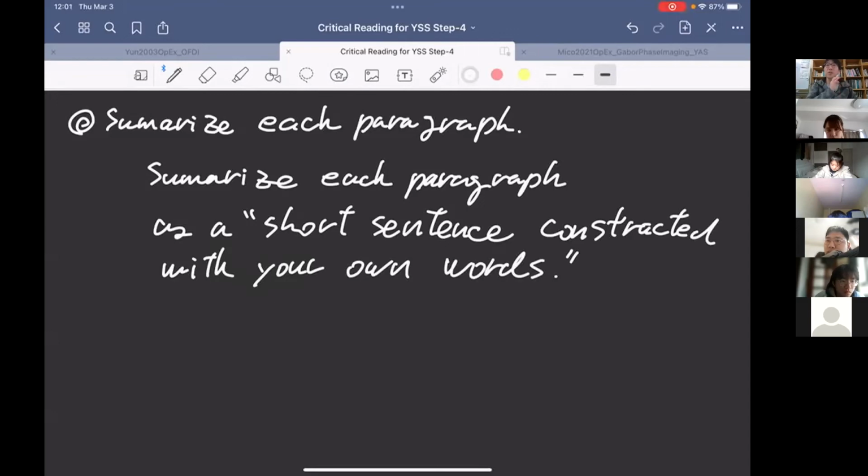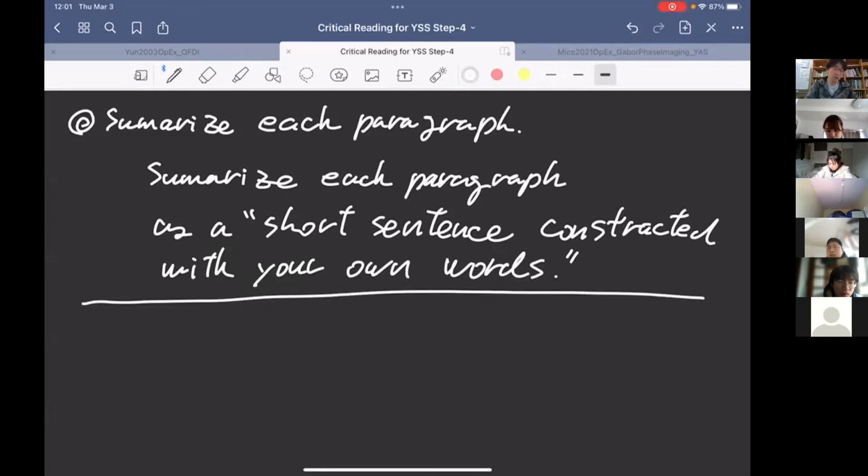If you want to know the details, you can read the paragraph again. But summarize the important point. Summarize your understanding, not their paragraph, technically. So understand first, and then summarize your understanding here. Okay, this is the core part of step 4. Again, only the core part of step 4.